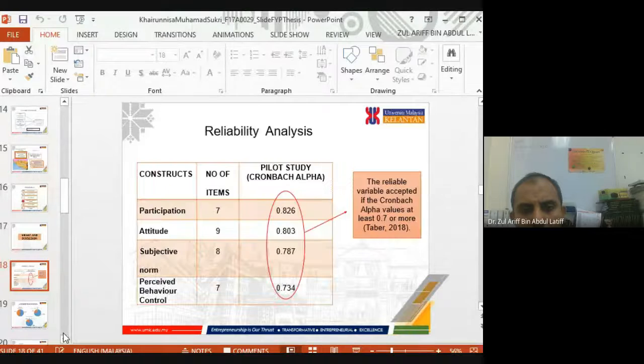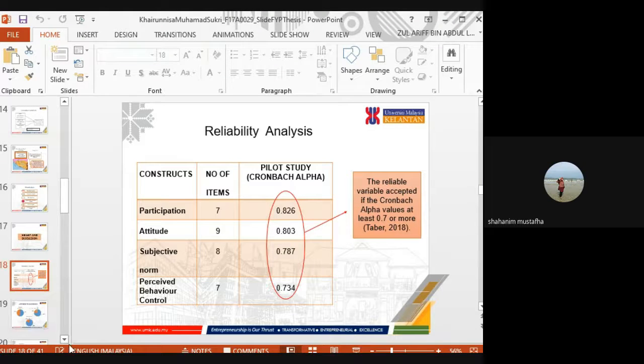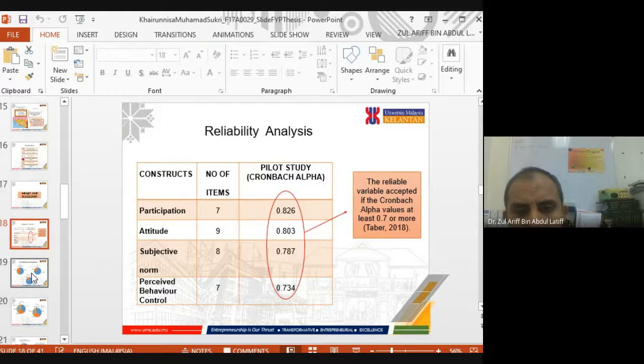Okay, result and discussion. See here, reliability. The 2018 table said it should be above 0.7. So she got all her results above 0.7. So the study is reliable. So you must do it like this. Don't forget, Shanim, remember to include this. Okay, Doctor. So it will be more clear.